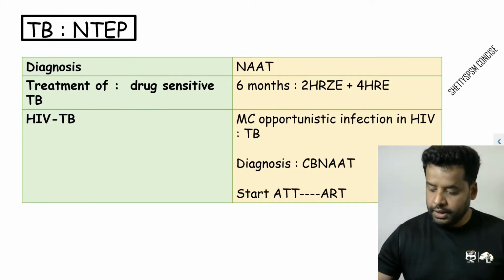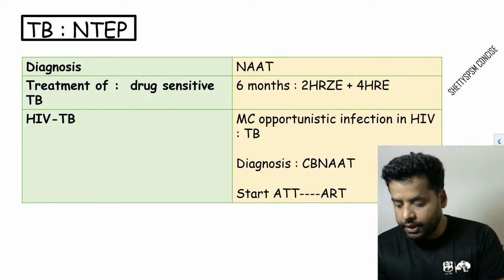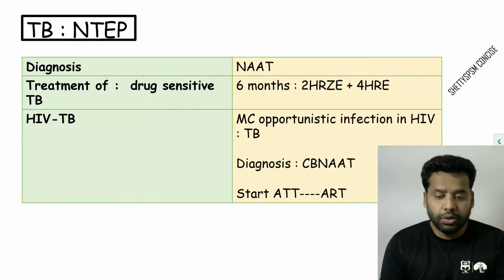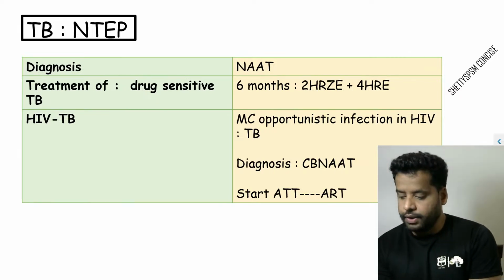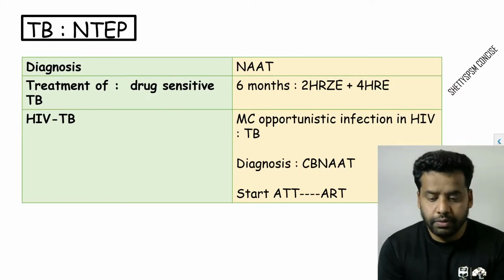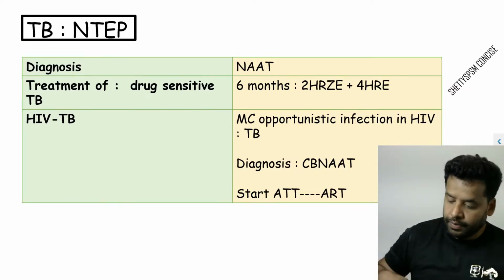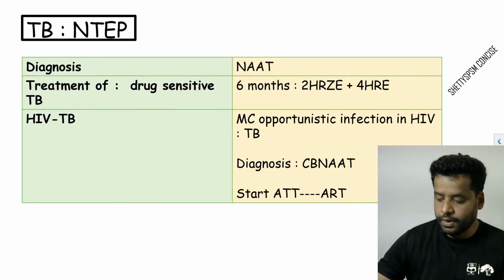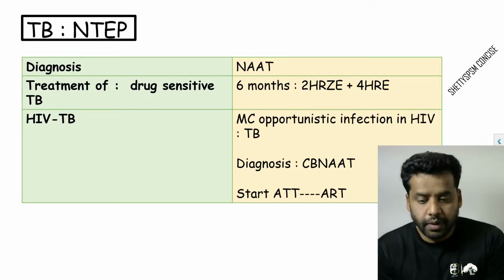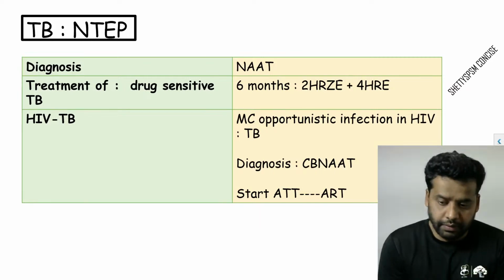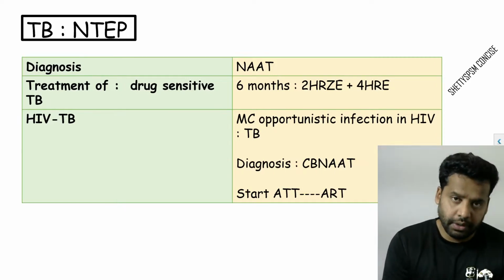we'll be using 6 months of treatment. So drug sensitive tuberculosis, 6 months of treatment, 2 months of intensive phase and 4 months of continuation phase. 4 drugs in intensive phase, HRZE, and 3 drugs in continuation phase, HRE. Ethambutol is used in continuation phase.